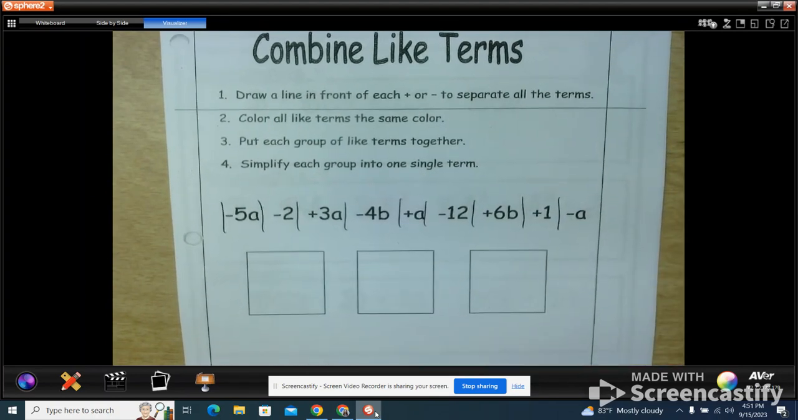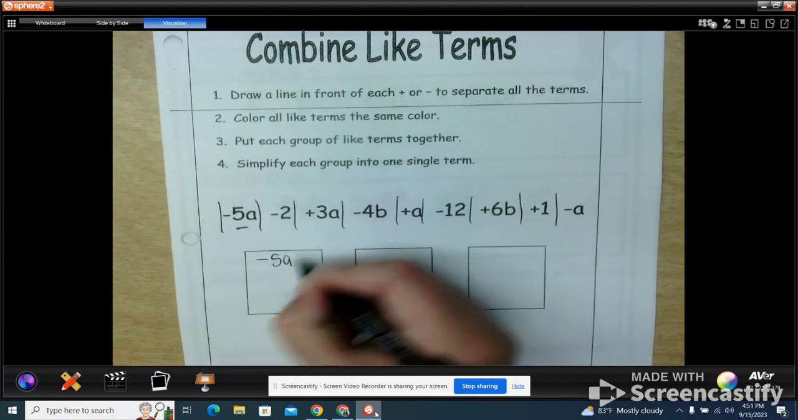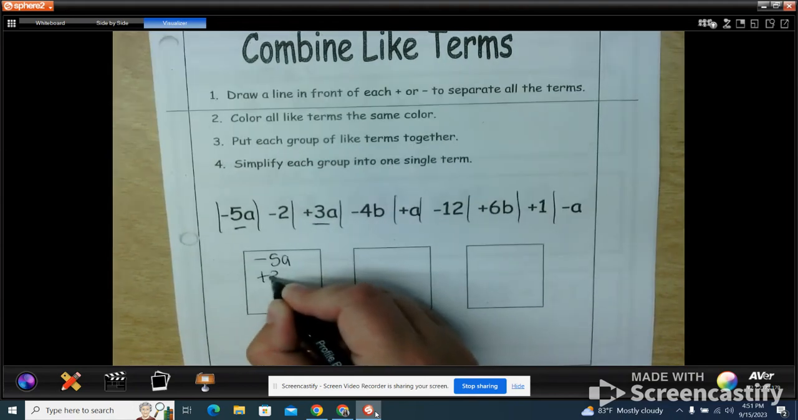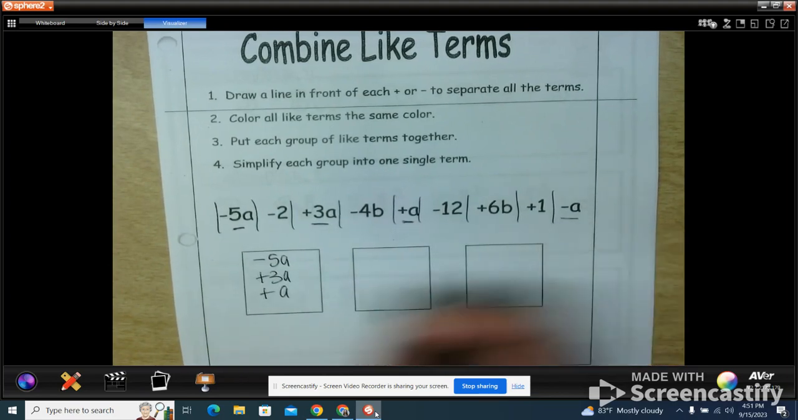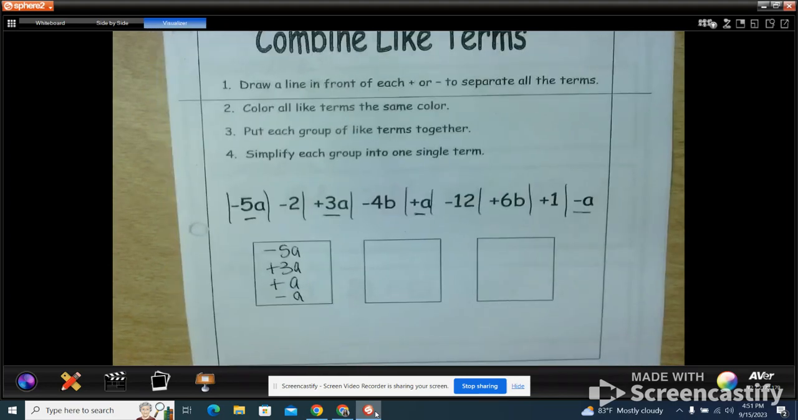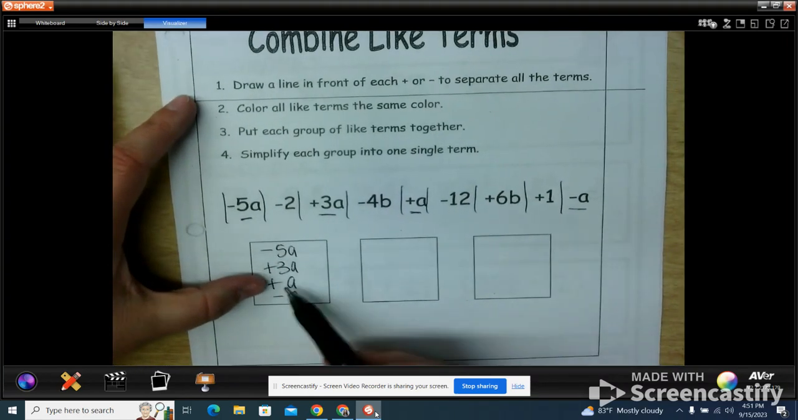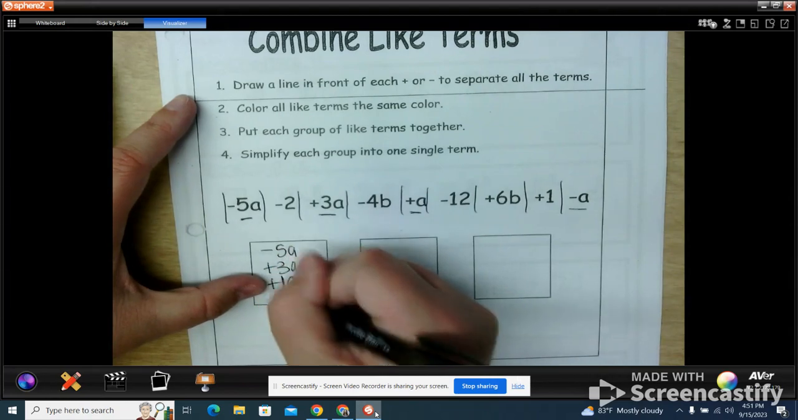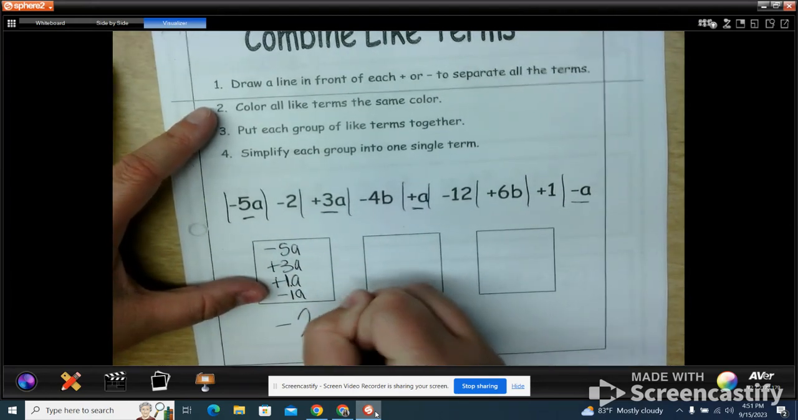So I'm going to look at all my A's. So I have negative 5A, I have a 3A, a regular A, and then a minus A. So I'm going to combine all my A's together. So negative 5 plus 3, this is going to be a 1A. This is going to be a minus 1A. And this is going to give me a negative 2A.